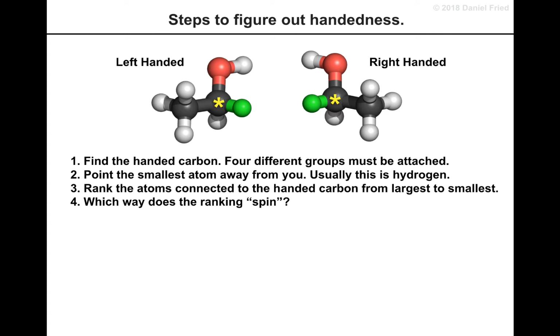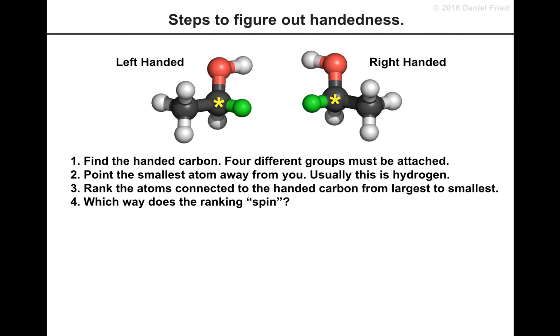Number 1, find the chiral carbon. Find a carbon that has 4 different things attached to it. Not all molecules have a chiral carbon or a chiral atom, so first figure out if the molecule is chiral at all. If it does have an atom that has 4 different groups attached, the first thing you're going to do is rotate the molecule in a way so that the smallest atom is pointing away from you.